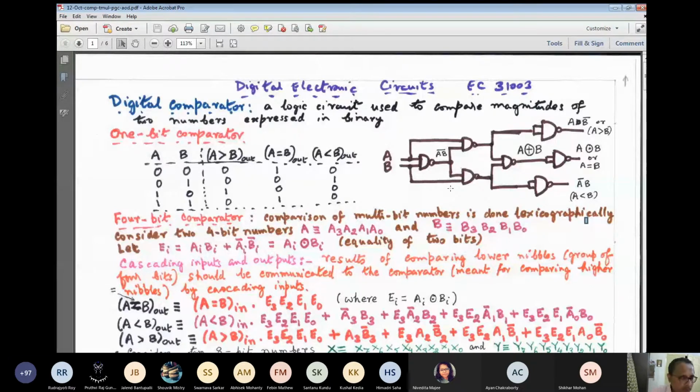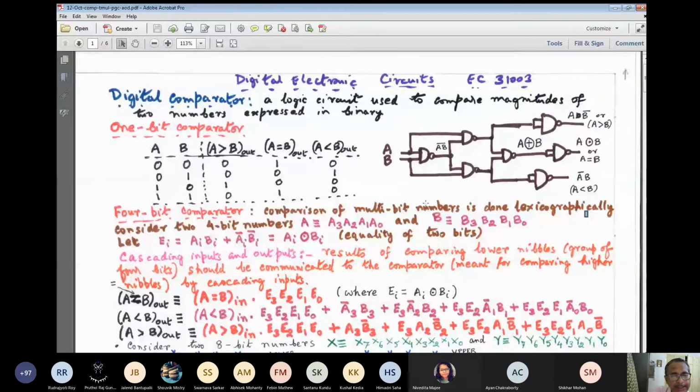However, suppose now we are asked to compare two multi-bit numbers. Say we show it for a 4-bit comparator, and we can expand it easily by means of cascading inputs or expanding inputs. Expandability or cascadability should be ensured for whatever design we undertake in the domain of digital electronics. So for the 4-bit comparator, first of all, it proceeds in a lexicographic manner.